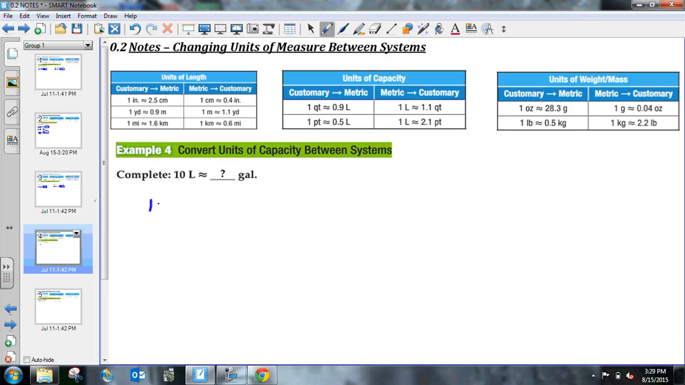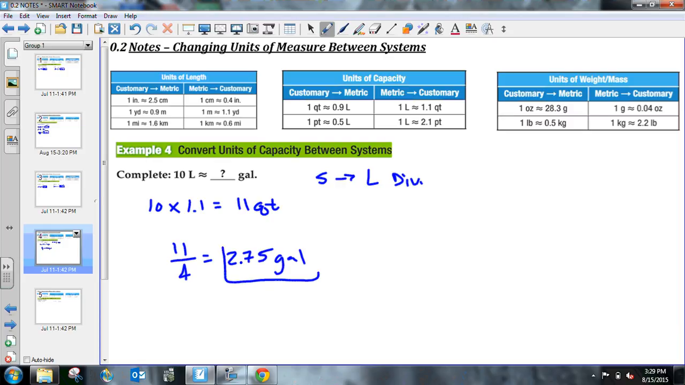So here's what I'm going to do. I'm going to take 10 liters and convert that into quarts. I'm going to multiply that by 1.1, and that's going to give me 11 quarts. If I have 11 quarts, and I know that there are 4 quarts per gallon, and that's what I'm looking for, then going from quarts to gallons is small to large, which means I'm going to use division. I'm going to take 11 quarts, divide that by 4 quarts per gallon, and that's going to give me 2.75 gallons.